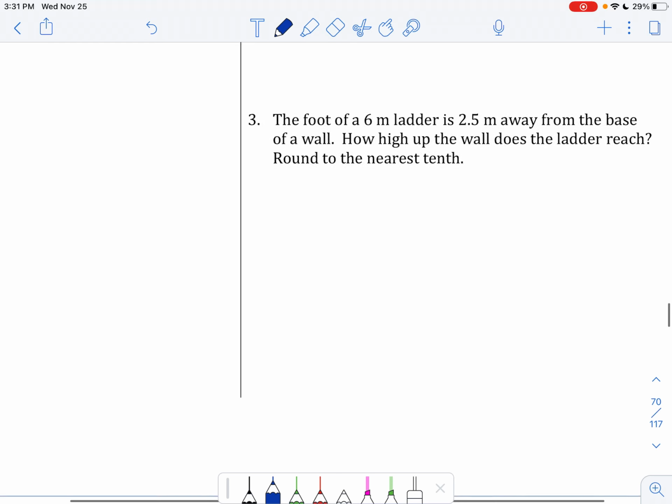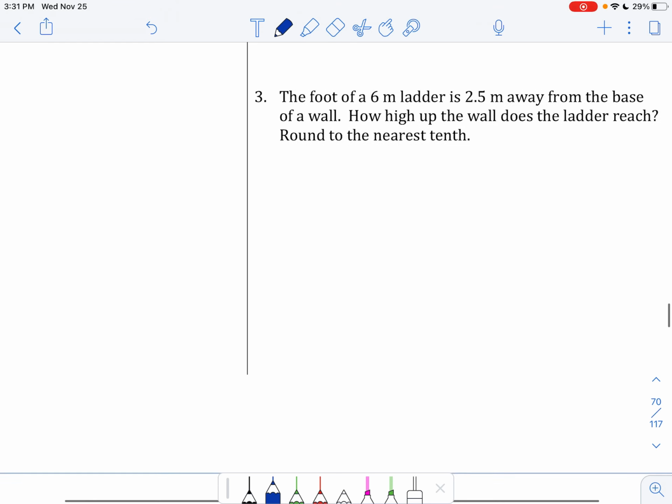You also might have word problems for the Pythagorean theorem, and that means you'll probably want to draw the triangle yourself. So here it says the foot of a 6-meter ladder is 2.5 meters away from the base of a wall. So I'm going to start by drawing a wall and a ladder leaning against it. If you've never seen a ladder before, you live an interesting life. But we've got this basic ladder here.